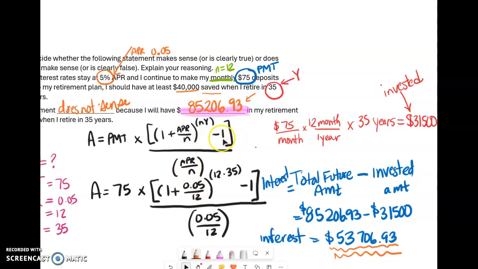So this question is from 4C and involves the savings formula plan. So this is the total future amount right here, what will be in the retirement account.